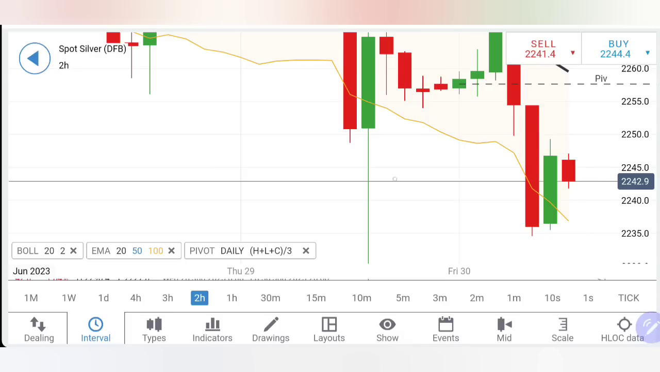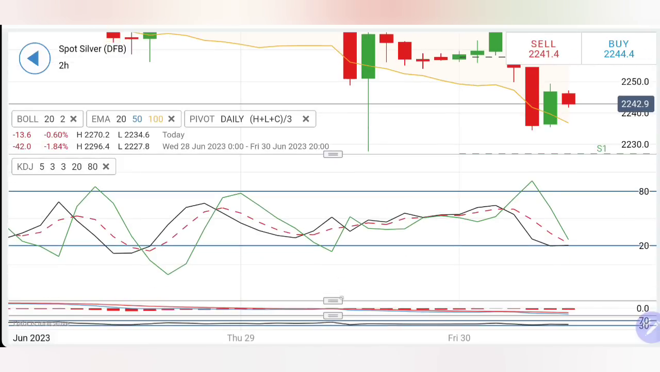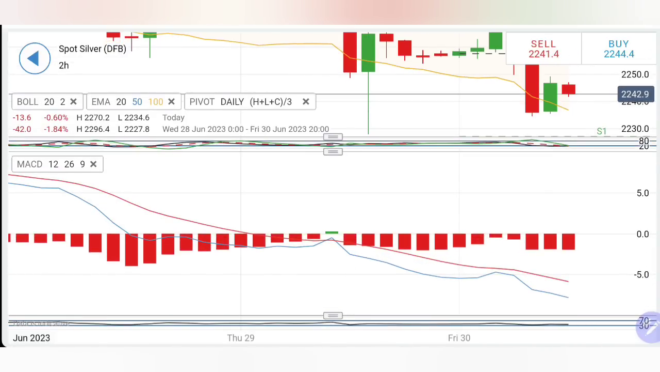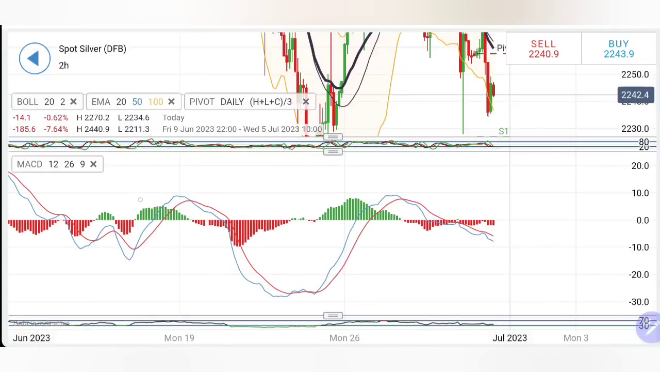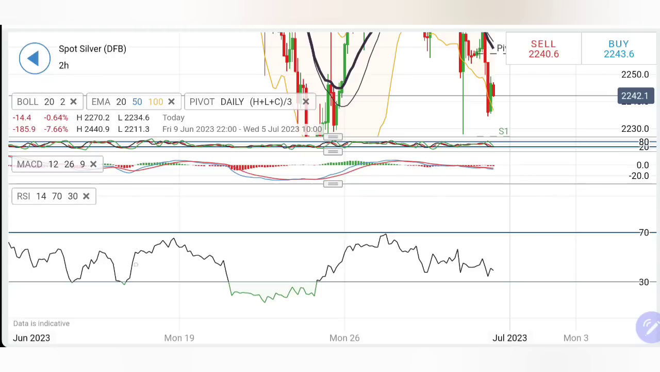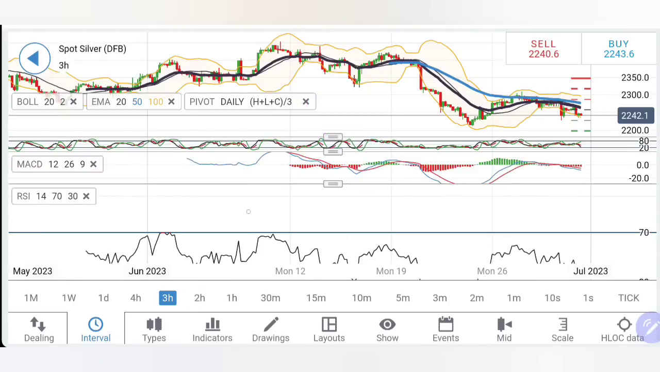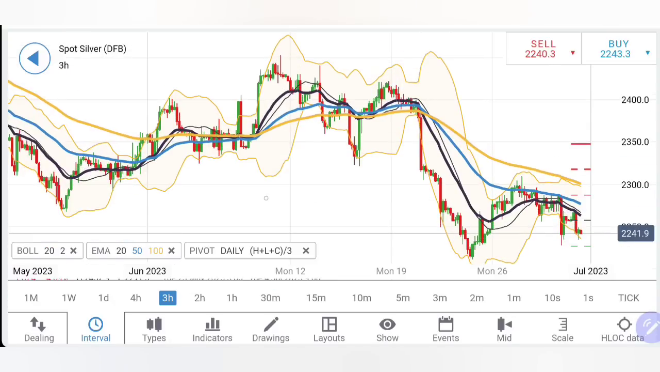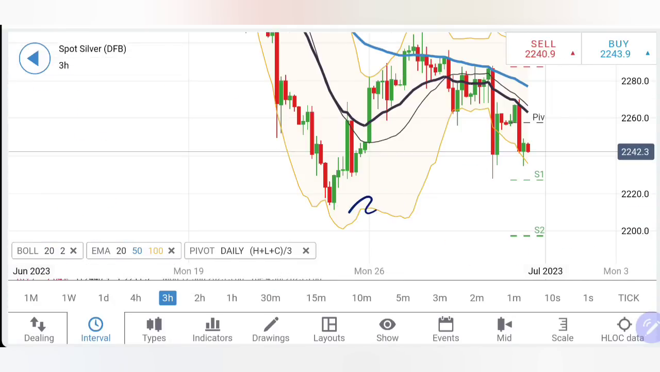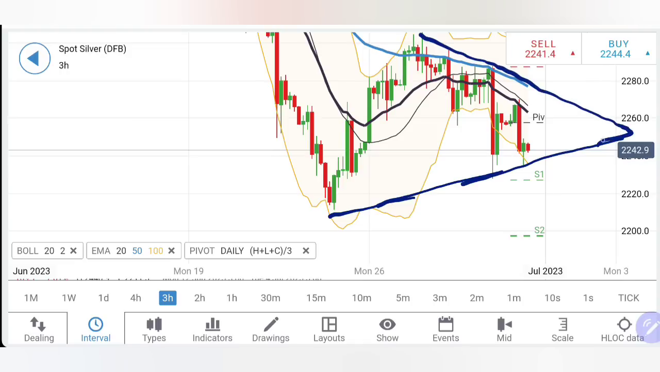So 22 to 35 is a very good support. Stochastic oversold. MACD is extremely bearish, you can see. And see, this could be the first wave, and the second wave, if it is bullish, it should cross over from here. RSI looking down, indicating slight bearishness. And on the 3-hour charts, likewise, see, if you connect the dots here, you will find higher lows, lower highs on the 3-hour charts. Now this is the zone, 2280, 2230 levels.